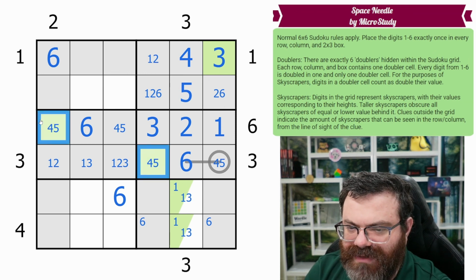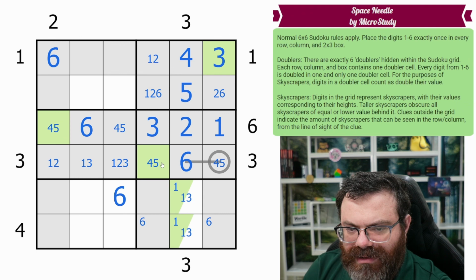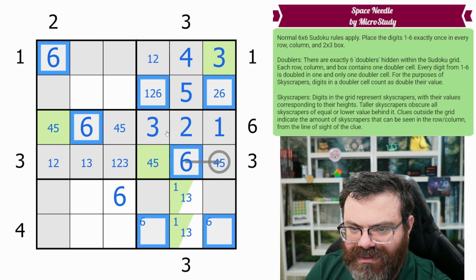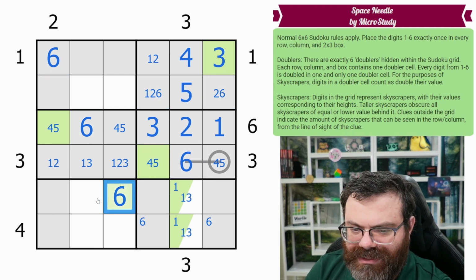So what did this do? Well, we have a 4, 5 pair in doublers now. We have to double a 6. And look, this is the only 6 that can be doubled, so this is a doubler. Look, this 6 can't be doubled, this one, this one, this one, and this one. None of those can be doubled. It's 1, 2, 3, 4, 5, yeah. This is the only doubled 6.